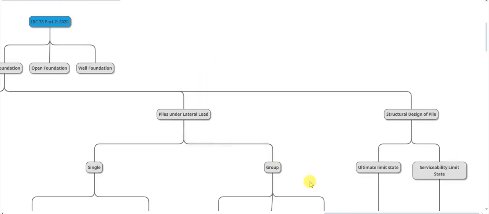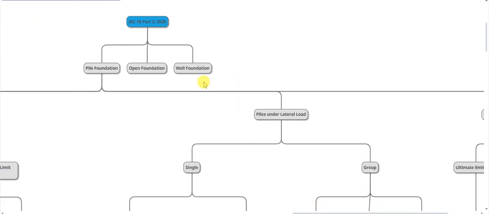So this concludes the pile foundation section, and in the next section we'll see the well foundations.